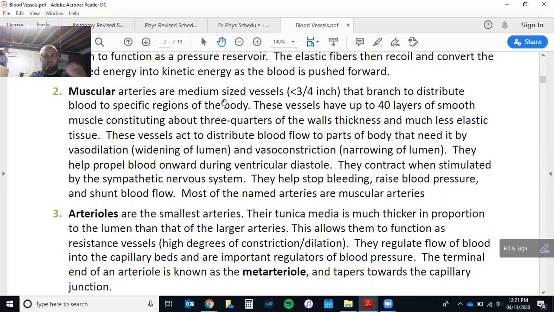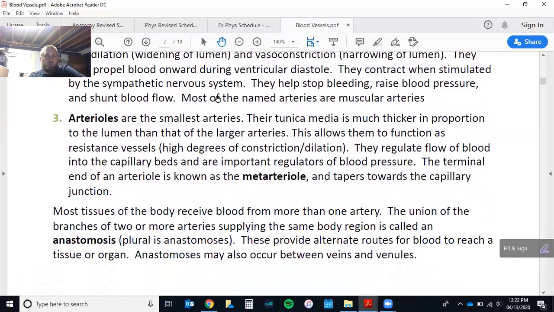From our elastic arteries, blood will travel into your muscular arteries. These are medium sized, so less than 3/4 of an inch. They're called muscular arteries because they've got a lot of muscle, 40 layers or so, which constitutes about 3/4 of the wall's thickness. They've got a lot less elastic tissue than what we saw in the elastic arteries. And the function of them is to distribute blood flow to the parts of the body that need it by performing vasodilation and vasoconstriction. They help propel blood onward during ventricular diastole, which is when the ventricles are relaxed. They contract when stimulated by the sympathetic nervous system, help stop bleeding, raise blood pressure, and shunt blood flow.